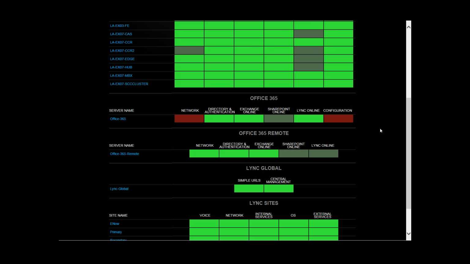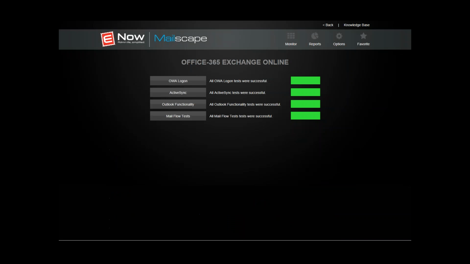Taking a look at the various services in Office 365, there is a myriad of things that we do there. Just to give you a rundown from a higher level, for Exchange Online, what we do is we test all the different protocols or the ways of interacting with Exchange Online. We do an OAuth logon. We make sure that ActiveSync is working properly. For Outlook, we're looking at MAPI HTTP, RPC over HTTP. We're doing an autodiscover test, and we're also doing a mail flow test.